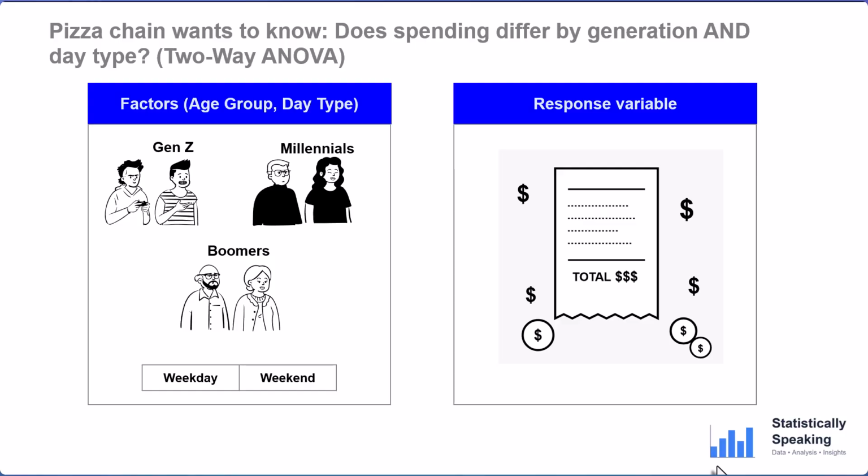Another interesting question that a 2-way ANOVA can answer is, is there an interaction effect or not? It's a very interesting concept, and we will discuss it in detail. At this point, what we can say is, what interaction means is, do boomers, for example, spend even more on weekends while Gen Z's trend stays flat? That would be an example of interaction effects.